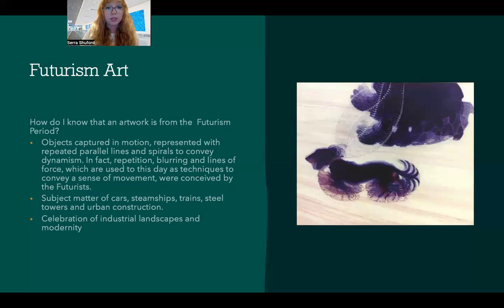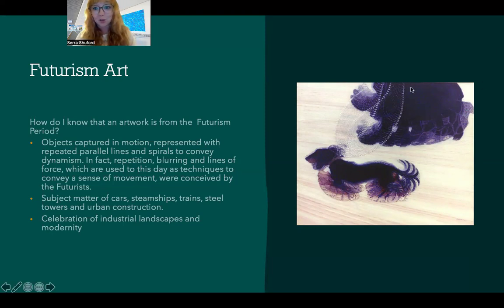So how do we know that it is coming from futurism? Objects are going to be captured in motion, represented with repeated parallel lines and spirals to convey dynamism. In fact, repetition, blurring, and lines of force, which are used to this day as techniques to convey a sense of movement, were conceived by the futurists. Subject matters such as cars, steamships, trains, steel towers, and urban construction. And there's this celebration of the industrial landscape and modernity.